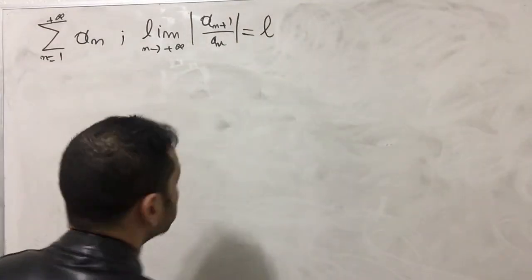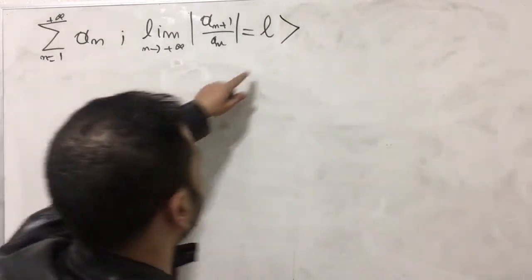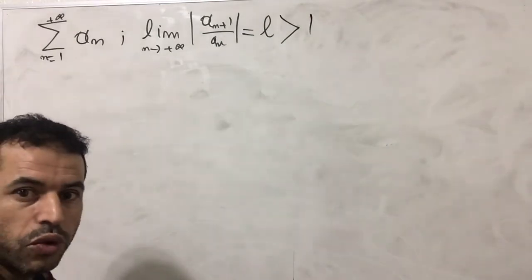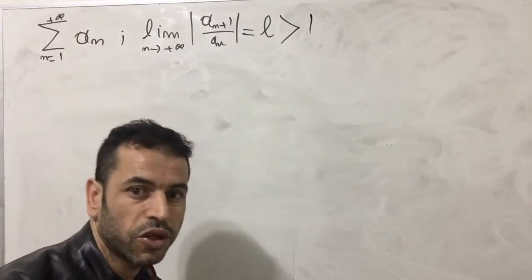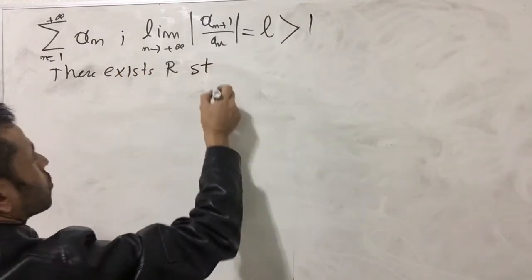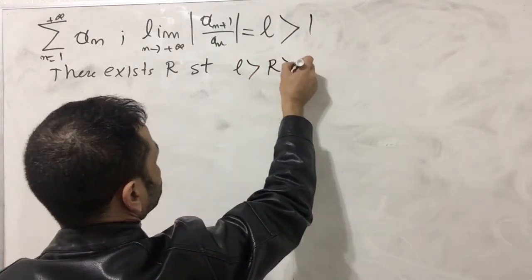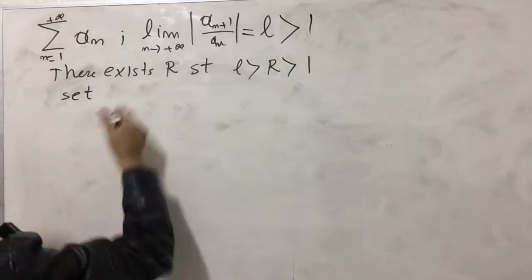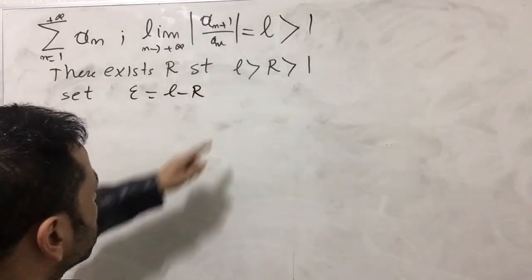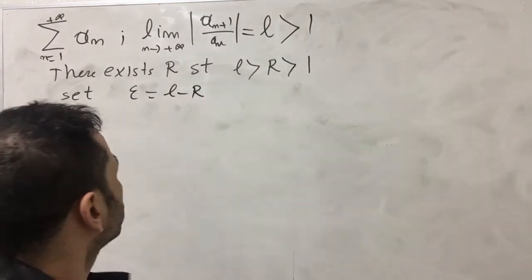So now I'm going to prove this series diverges when L is strictly superior than 1, okay? I'm going to use the limit definition that there exists R such that L is strictly superior than R, strictly superior than 1. Let's set epsilon equal to L minus R. So we have L greater than R greater than 1.